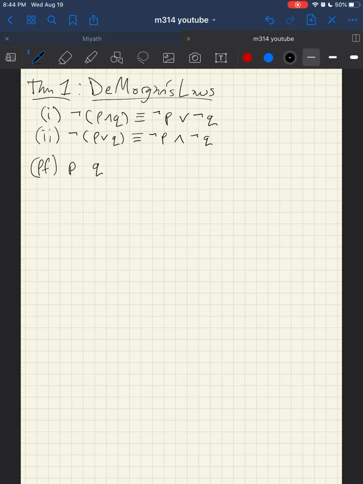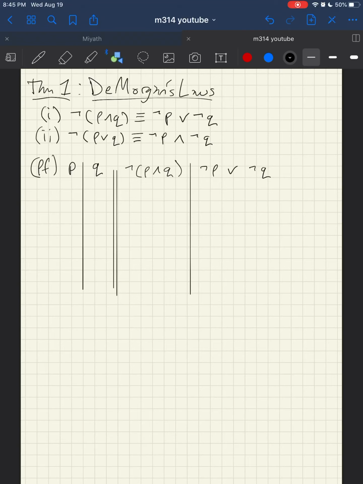So here's P and here's Q. Those are my inputs. Then I've got not (P and Q). Then I've got not P or not Q.